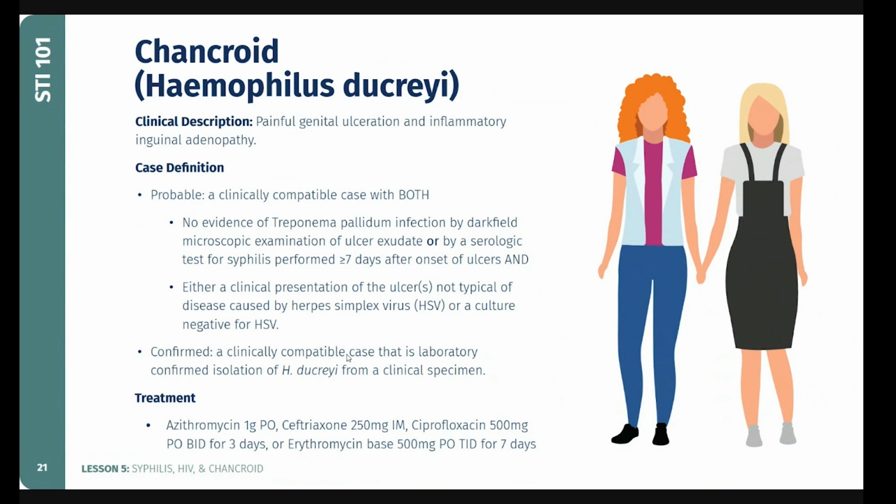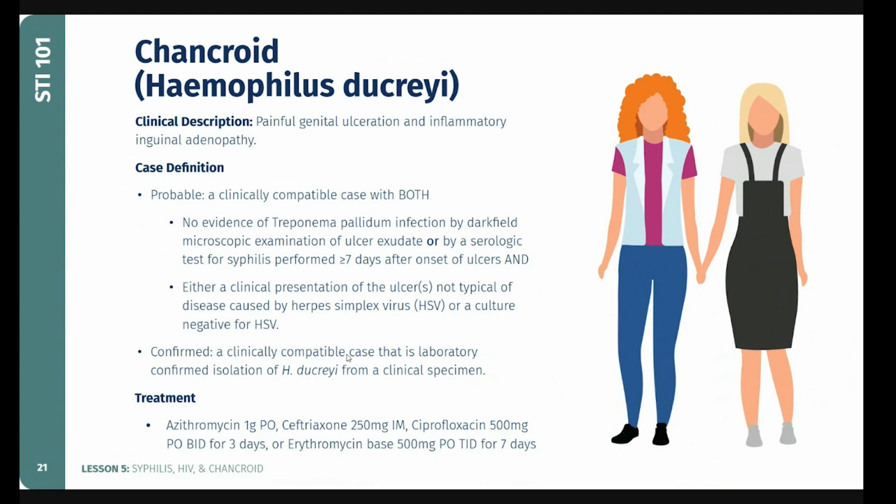To meet the probable definition, the case must meet the clinical description, be negative for syphilis at least 7 days after ulcer onset, and they must be negative for herpes, or the ulcers must not be typical for herpes. To be a confirmed case, it must test positive for H. ducreyi, sometimes pronounced H. ducreyi.